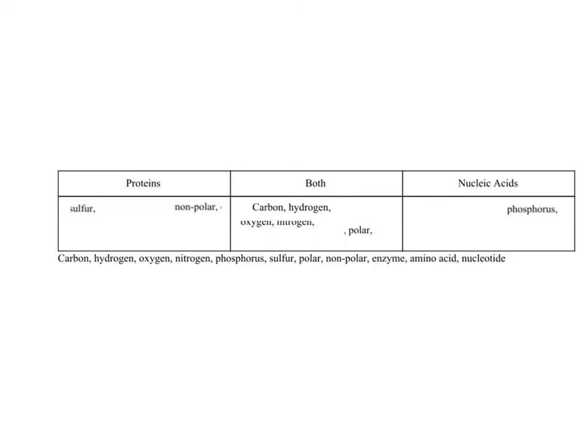Our last 3 should be pretty familiar. Enzymes are always proteins. Amino acids are the small parts of proteins. And nucleotides are the small parts of nucleic acids. So now you should have a sense of how all of these compare. And if you were asked questions about which ones were similar and which ones were different, you'd be able to find out the answers. Thanks.